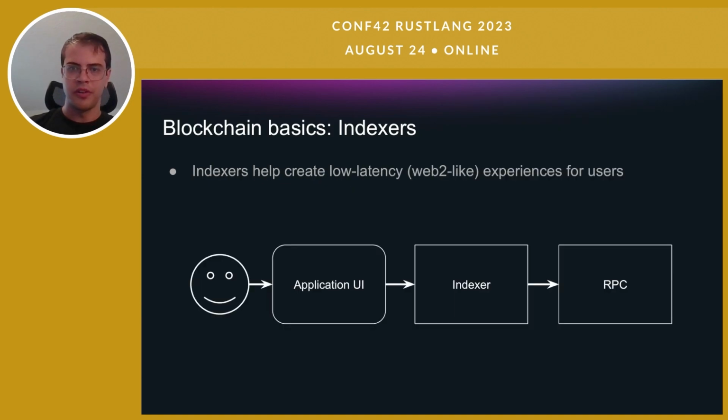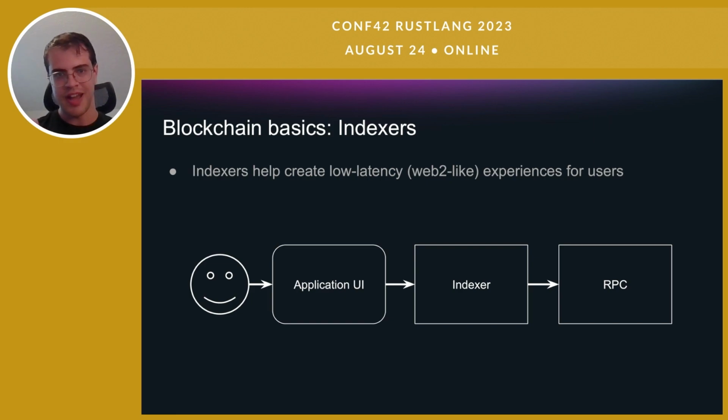So the way to think about how indexers fit into the story here is you have some user talking to some application UI, which is talking to an indexer, and the indexer is fed data from an RPC, and the indexer is maintaining its own internal specialized view of the state. Indexers, like I've been saying, help create a low-latency experience for users, or Web 2 experiences in blockchain jargon. Since the indexer needs to populate the database from blockchain data, it needs to understand what state of the smart contract is important.